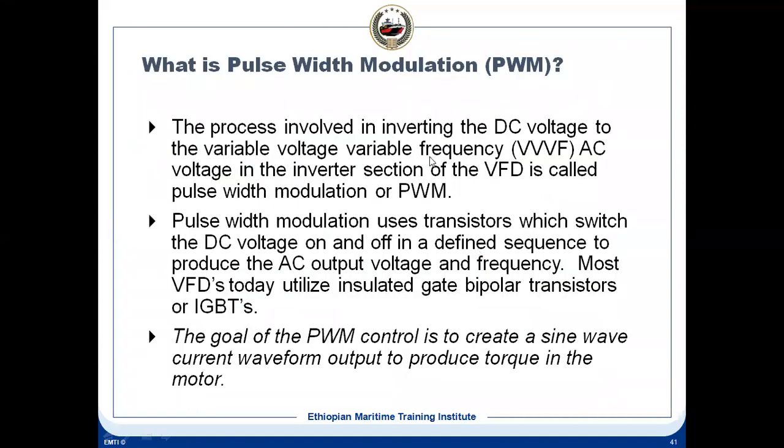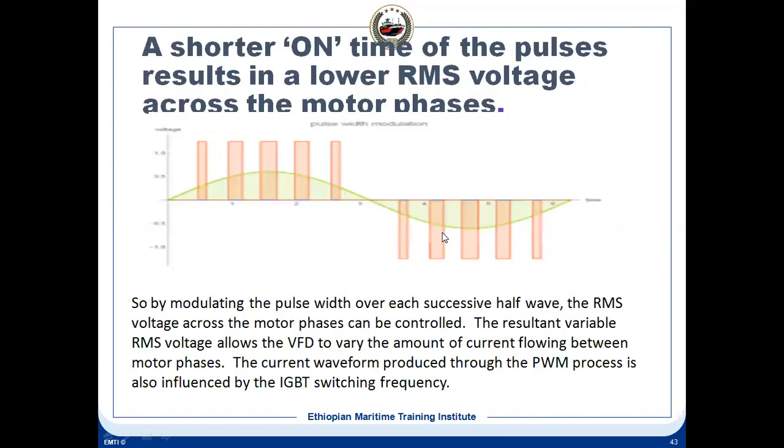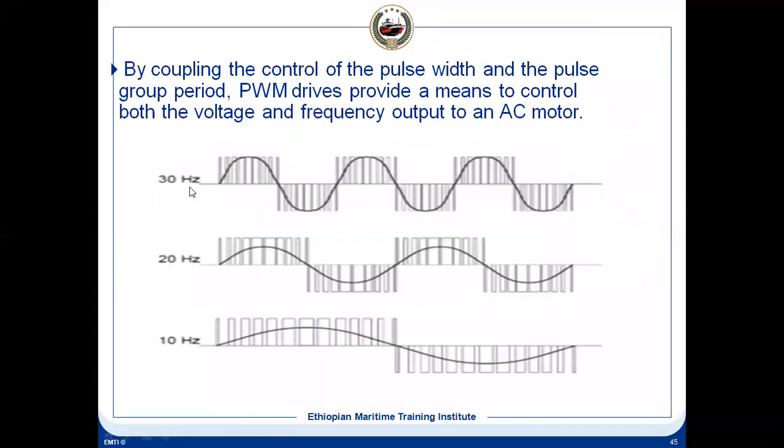Okay, so we have seen what is pulse width modulation. Pulse width modulation converts into variable voltage and variable frequency in two ways. It converts into variable voltage by varying the pulse width. So by varying the pulse width, your RMS voltage is varied, or we can say the voltage is varied. By varying the switching frequency, your frequency is varied. How fast switching on, switching off, your frequency can be varied.